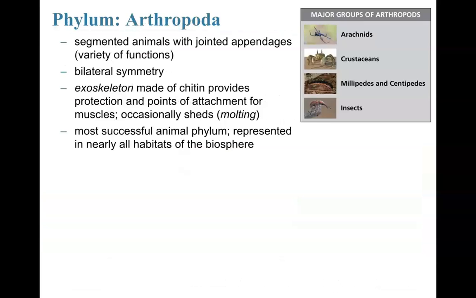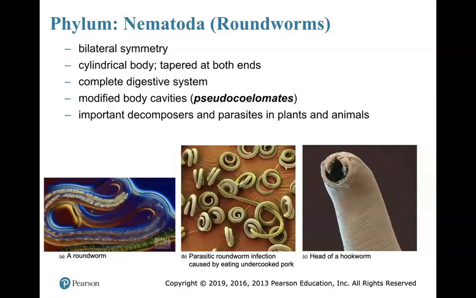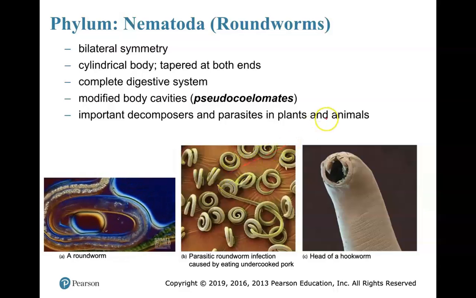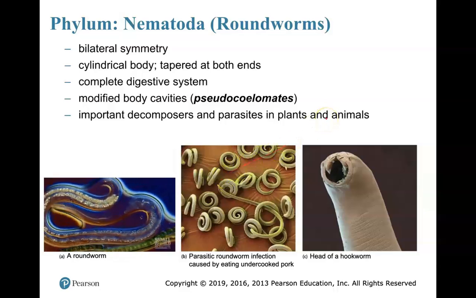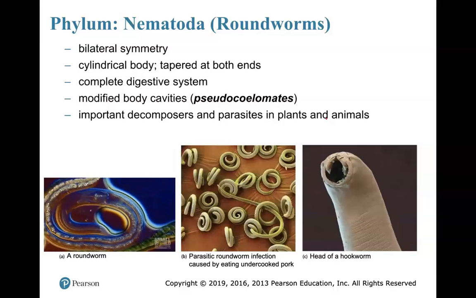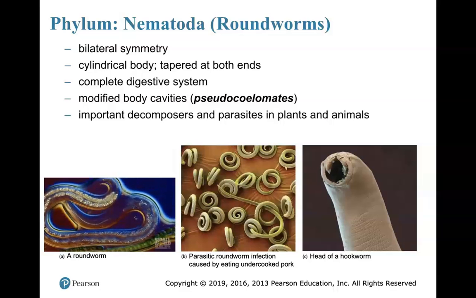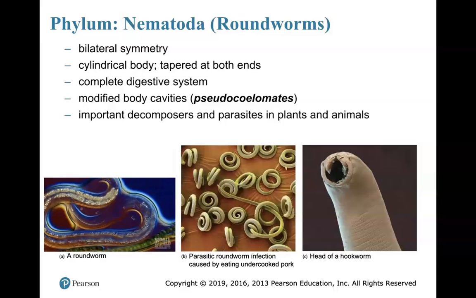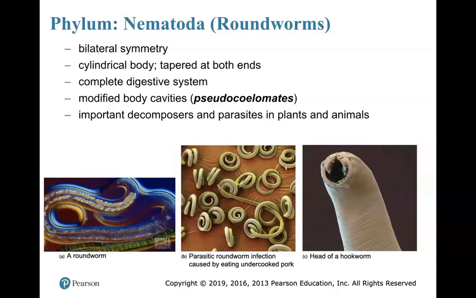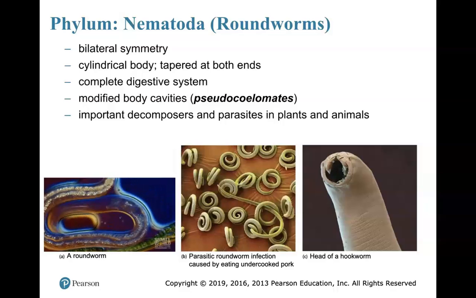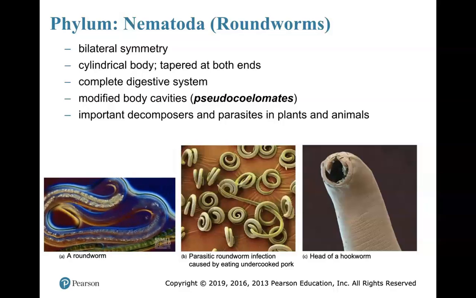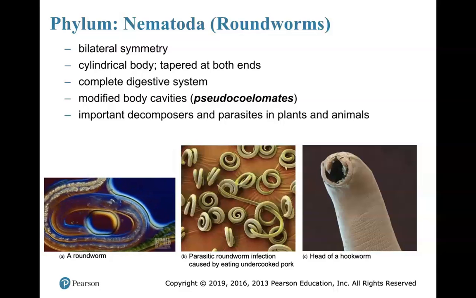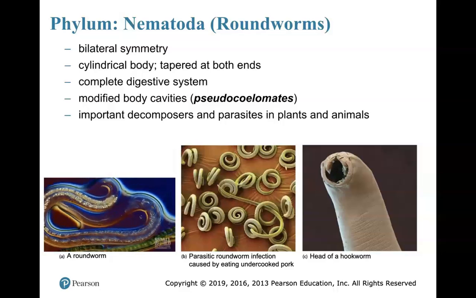It's false for the reason that, remember, it's not embedded in that middle tissue layer. It's actually found between the middle, kind of that pinkish layer, and the inner layer. So it's a false body cavity, but it still exists nonetheless. These are important decomposers and parasites in plants and animals, as I suggested with the puppy example. We can also get these parasites as well.